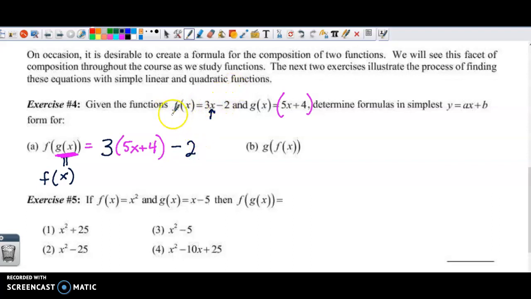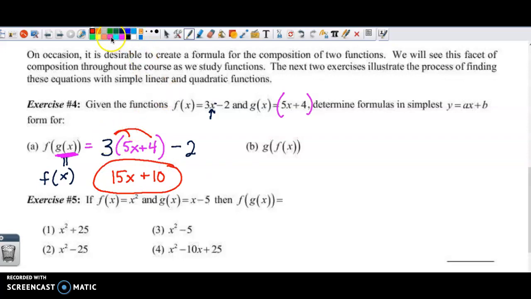And hopefully you can tell now, after I would ask you to simplify, but from just writing that, I rewrote the f of x function, except I took out the x, and I replaced it with g of x, which is the whole point of function notation. And what I mean by simplify is I want you to distribute in there, to get 15x, and then 3 times 4 is 12, minus that 2 would be 10.